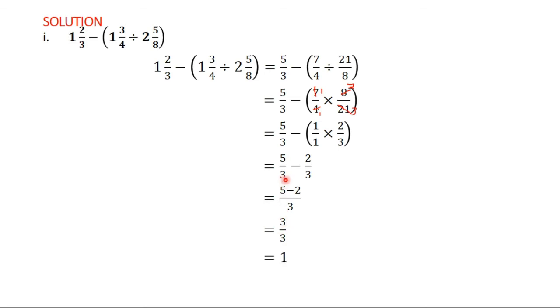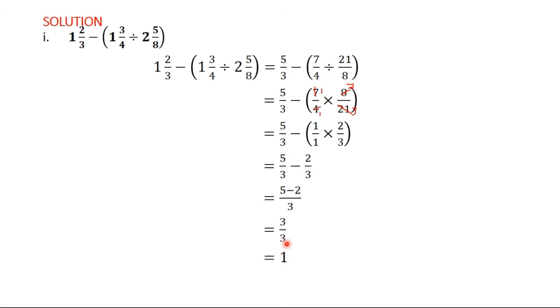So whenever you have the denominators of fractions being the same, so here we have 3 and 3, you can just straight away subtract the numerators since the LCM will be the same. So you can subtract the numerators. So you subtract 2 from 5. So 5 minus 2 divided by 3. You are going to have 3 over 3. Now 3 divided by 3 will give us 1.